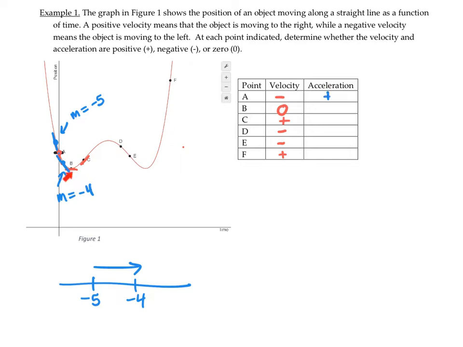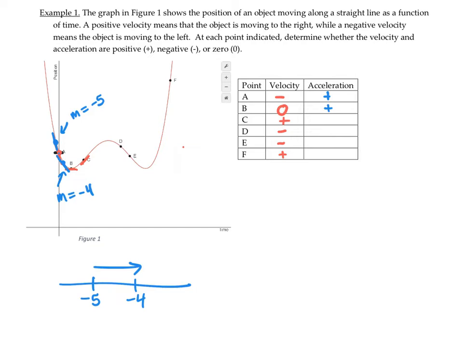All right, let's look at B. So if I look to the left of B, I have a negative velocity. At B, I have a 0 velocity, and at C, I have a positive velocity. That again is following the same trend of an increasing velocity. So I go from negative to 0 to positive. My velocity is increasing, which means my acceleration is positive.